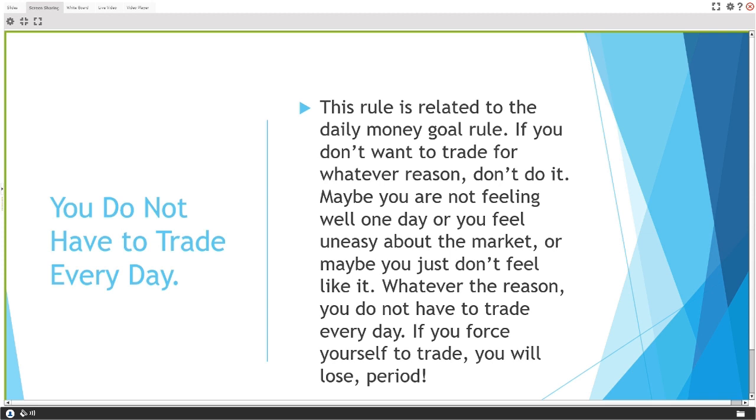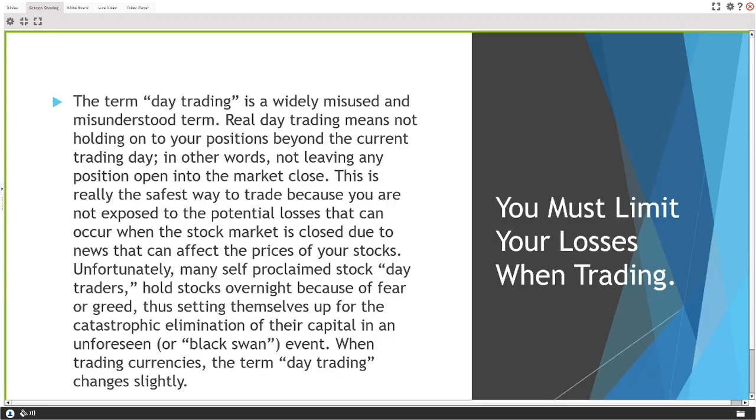So you don't need to hop in on every single trade. You don't need to get after every single thing. You guys are going to have time. You guys are absolutely fine. So make sure you guys aren't forcing. Huge thing in stock trading, guys. Again, this is a must: you must limit your losses when trading.